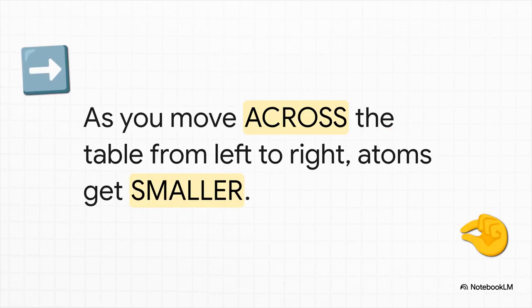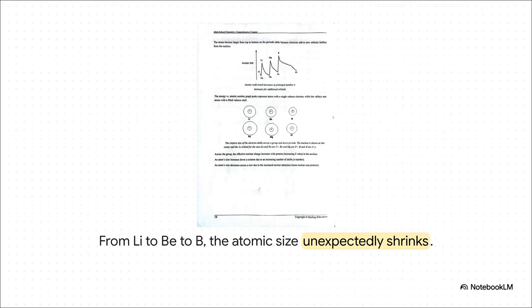But does it? And here's the shocker. The answer is a big, fat no. In fact, the complete opposite happens. As you move from left to right across the table, the atoms get smaller. Yeah, smaller. Let's actually trace this path on the map.